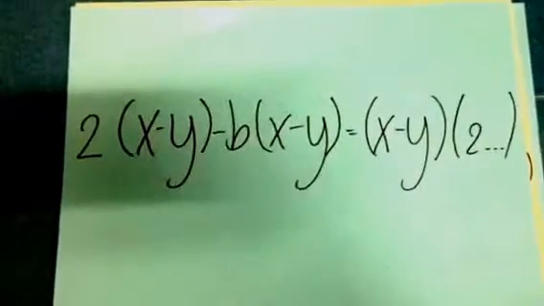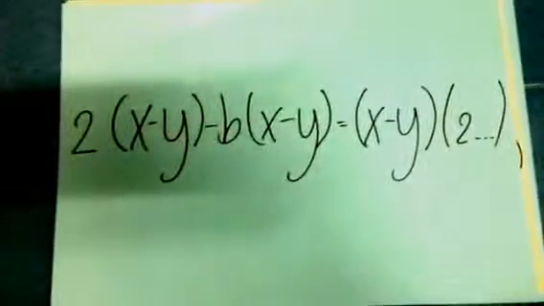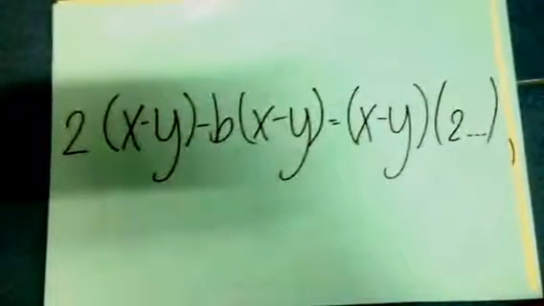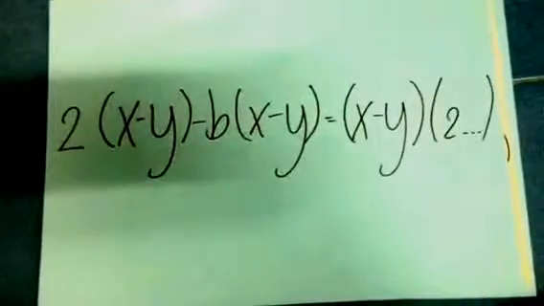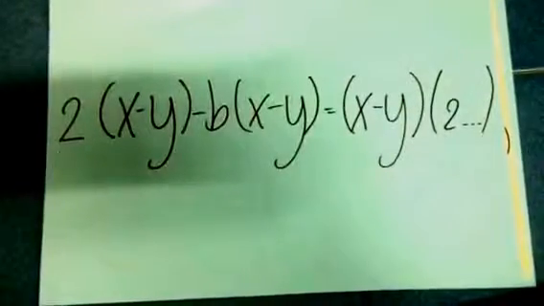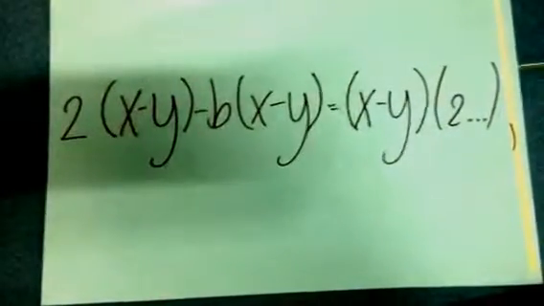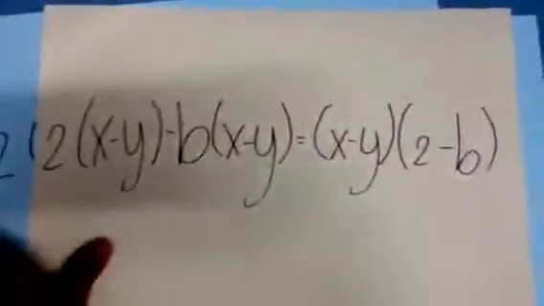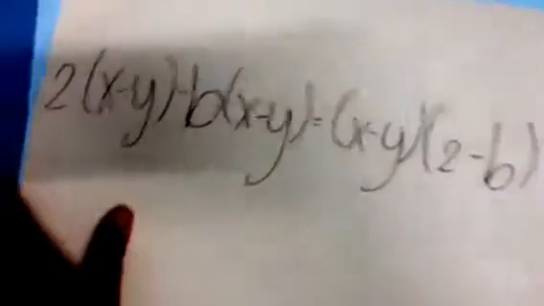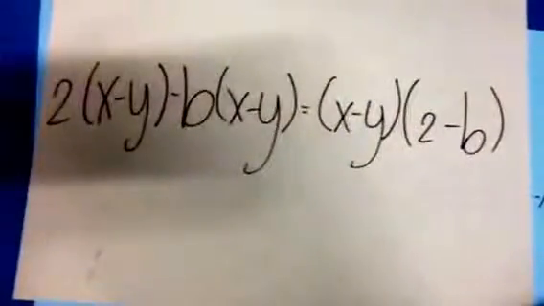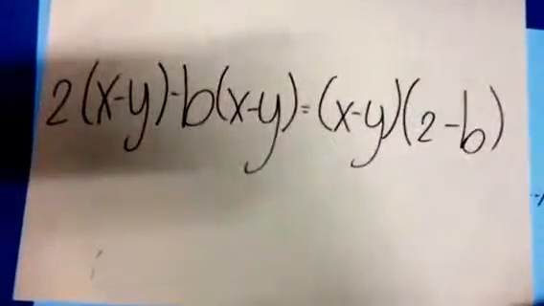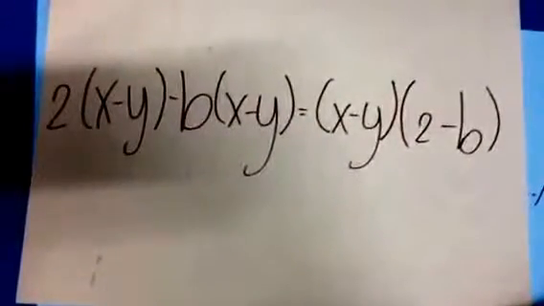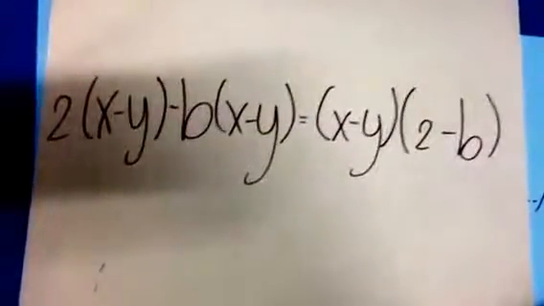2(x − y) − b(x − y) = (x − y)[2 blah blah]. From the second term, I have a minus b left out.